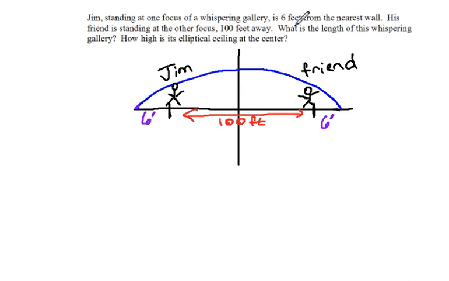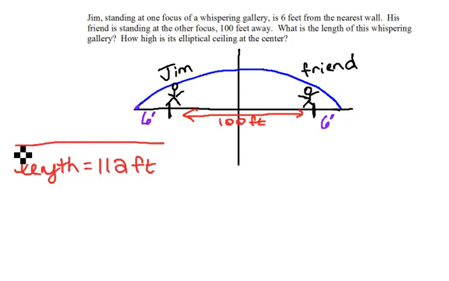Okay, what is the length of this whispering gallery? Well, then the entire length of this would have to be 100 plus 6 plus 6. So the length would have to be 112 feet long. Okay, that one wasn't so difficult, especially once we drew out a nice picture of it.